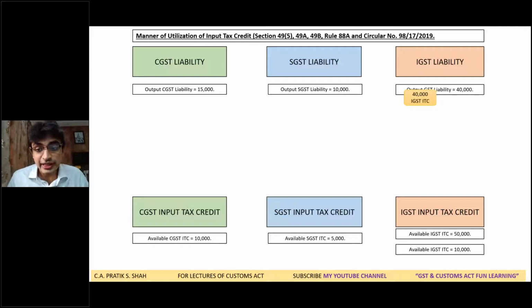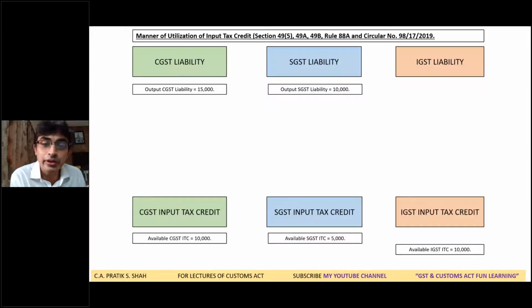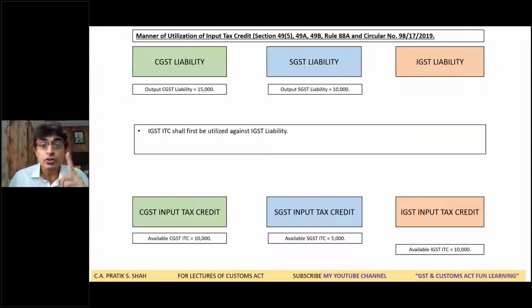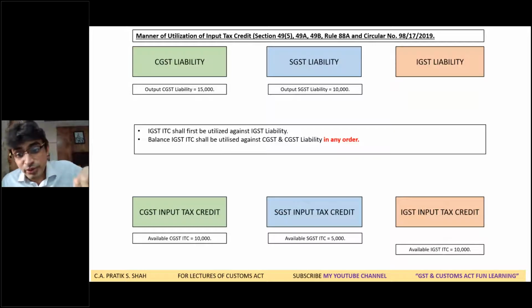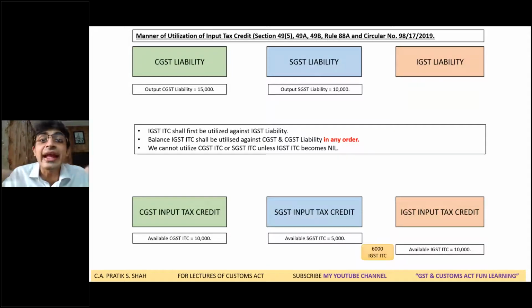Understood. Still, there is a surplus of 10,000. Now, what had happened? India had told China and Sri Lanka, don't use your stock. Let my stock be first zero. In short, unless IGST ITC becomes zero, you cannot touch CG and SG. So IGST first against IGST, and then IGST ITC can be utilized against CG and SG in any order, but advisable 50-50. Always in exam, in real life also do 50-50. The Act says any order.